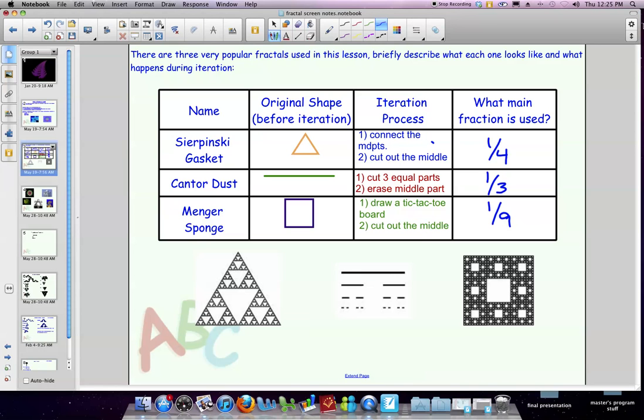That's how you create a fractal. You can start with any shape, you design a process, an iteration process, and you repeat that iteration process over and over again.